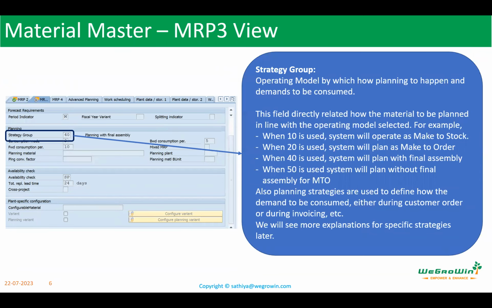So next, the first section was covering the forecast requirements. The second portion is covering the planning-related part. This is like, how do I plan? I mean the strategy of the planning. So it covers the strategy group first. The strategy group is how do I plan the materials? For example, I plan make to stock, make to order, assemble to order. What do we plan? That is what is covered in this strategy group.